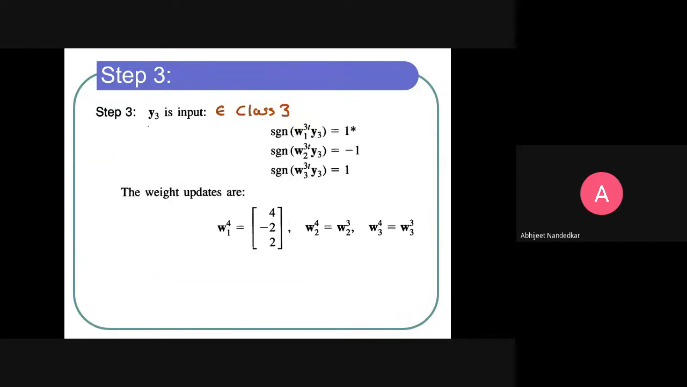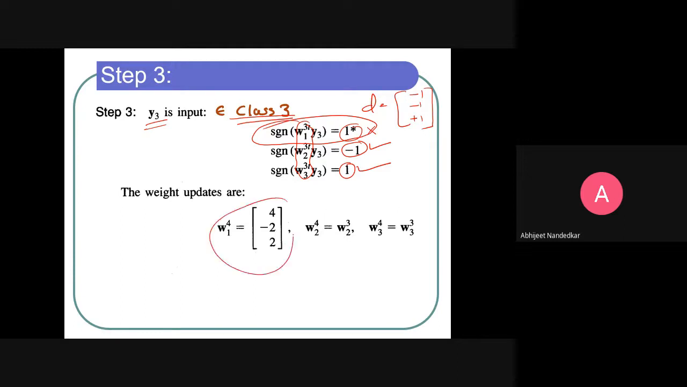Then we took the third input, which belongs to class 3. What is the desired response for this? This is -1, -1, +1. Based on the current value of the weights, I got +1, which is wrong, -1, which is right, and +1, which is also right. So only neuron number 1 again needs training, so that is updated. The other two are as they are.